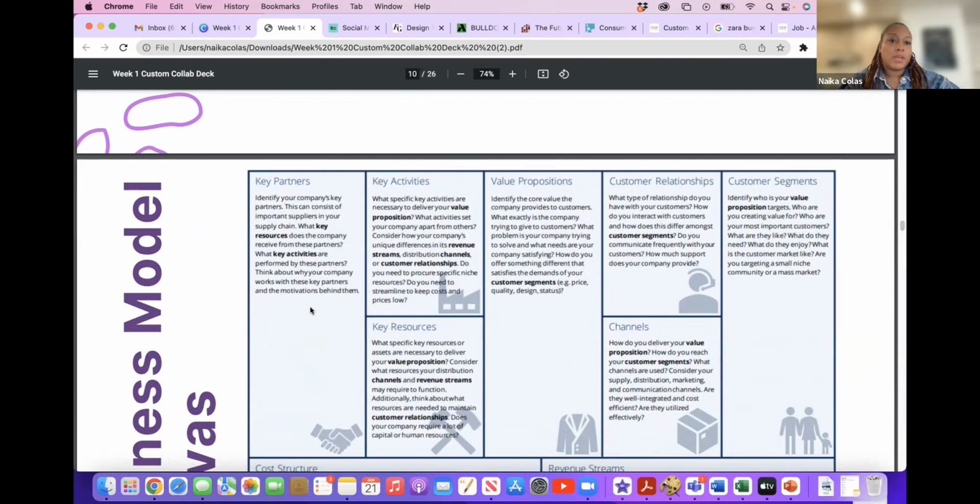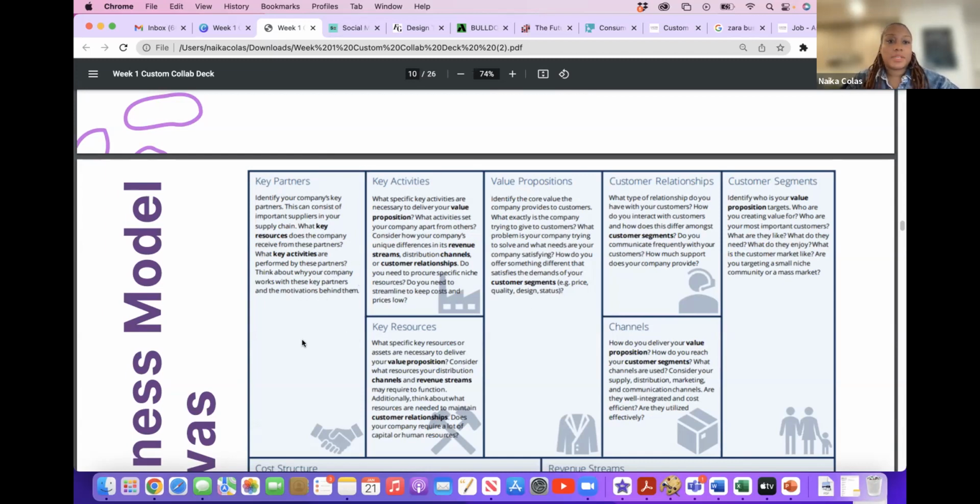So this would be suppliers that you need. So maybe, for me, who's supplying my fabric? Either it's Fab Scrap or it is Queen of Raw, and she has sustainable materials also, both located in New York. What key resources does the company receive from these suppliers or these partners? Fabric, equipment. Maybe you're going into Jo-Ann Fabrics because you need sewing machines.